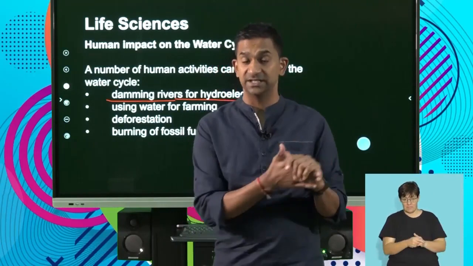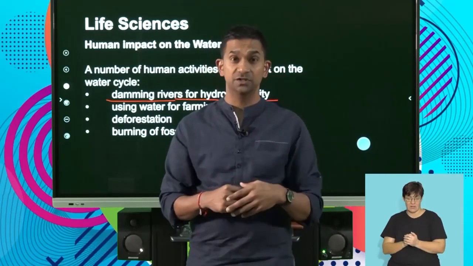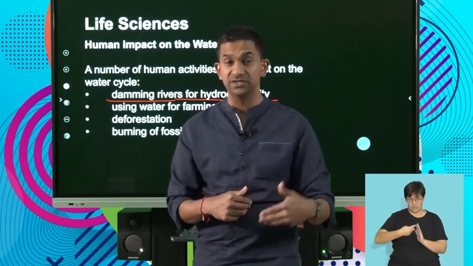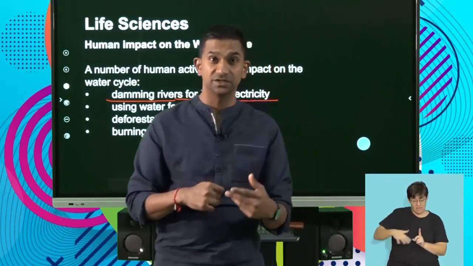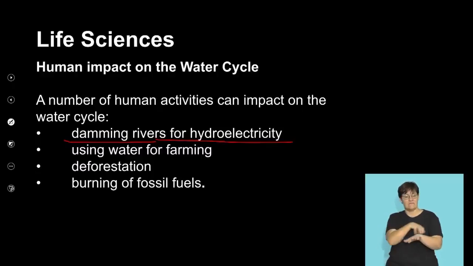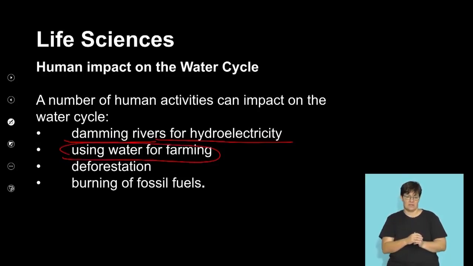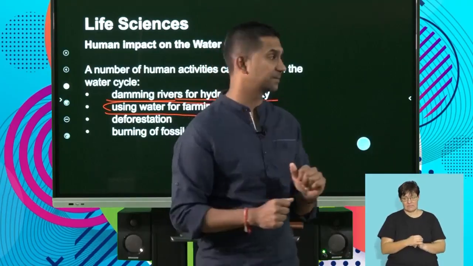If we examine the life forms living in these water bodies in dams, they are often affected by the temperatures of the water, by the fact that this water is recycled. So again, a human activity where the quality of water in an environment is affected. Using water for farming: a large amount of water from our rivers and streams is often used for irrigation purposes, and that's an important part of understanding the human impact on the water cycle.